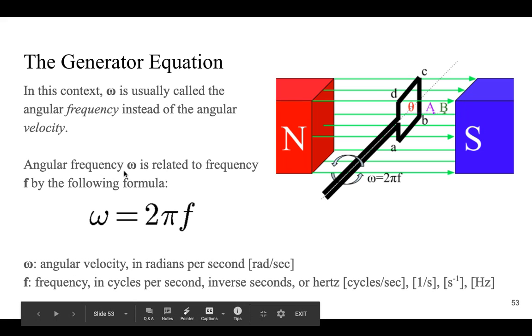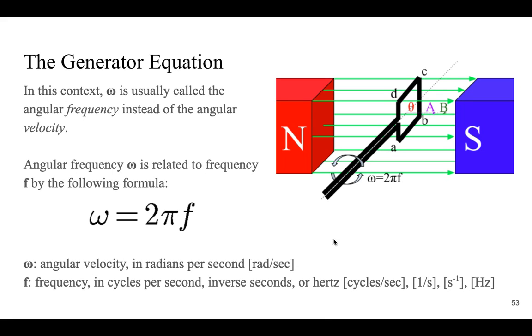So how does omega relate to frequency f? So omega is equal to 2 pi f. And f is going to be cycles per second, or inverse seconds, or hertz. That's what a hertz is. So this is the relationship between angular frequency and regular frequency.